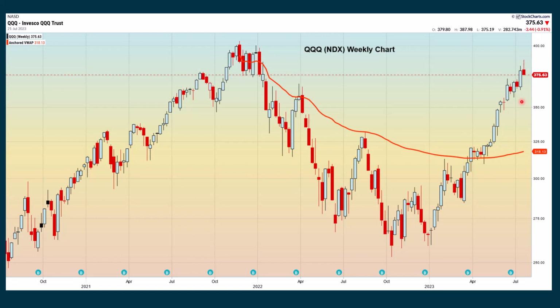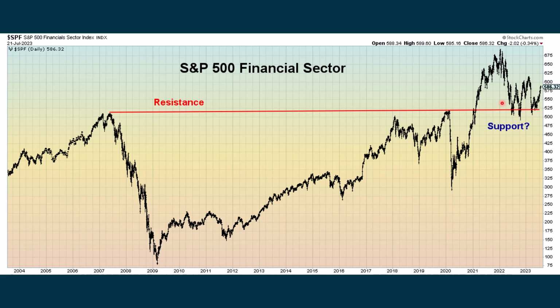We also keep an eye on the weekly chart of the NASDAQ 100 as represented by the QQQs. This is an anchored moving average going back to the all-time high, and we're well above it, so I haven't been showing the chart. We're also keeping an eye on the financial sector where we're seeing some improvement.